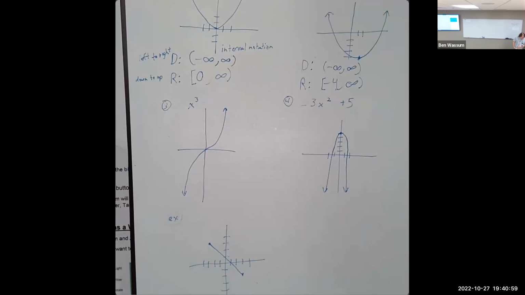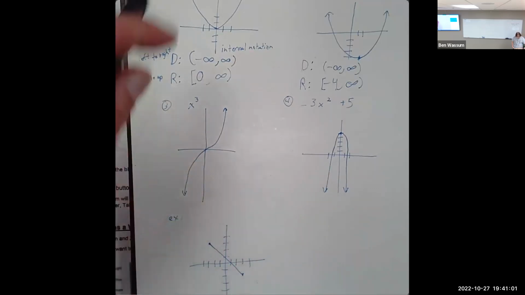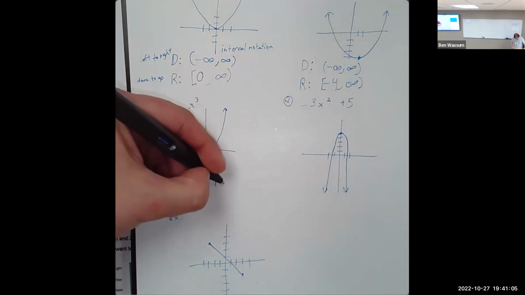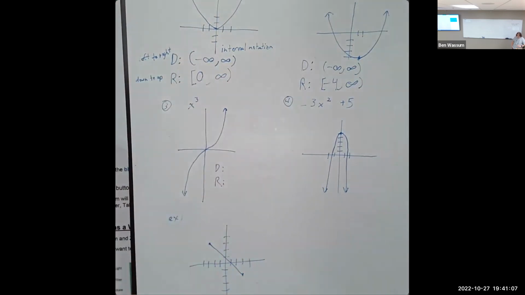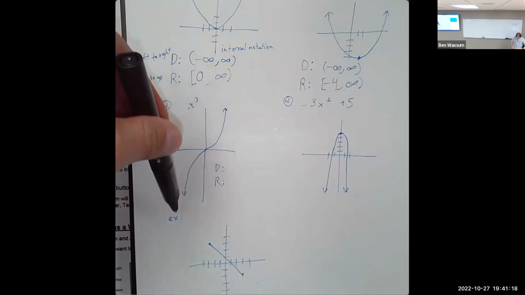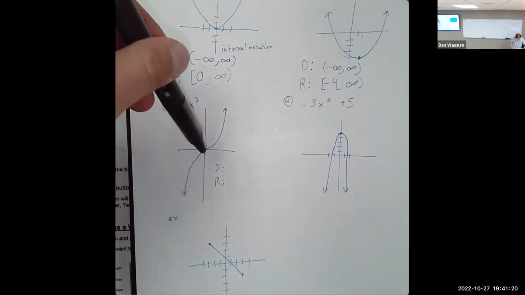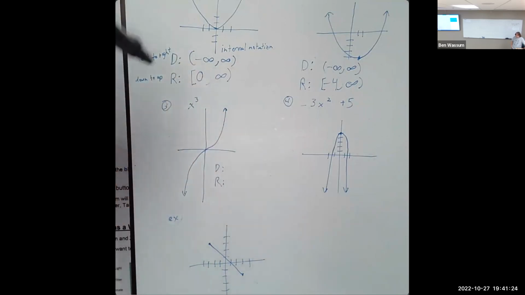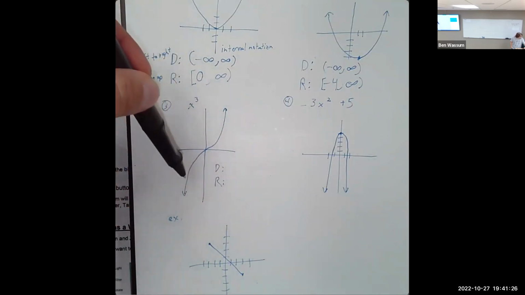So for number 3, we have an x cubed. Now, don't stress the shape. Stress what we need. We need to be able to identify the domain and the range. That's what we care about. How far left does this go? Well, it keeps going down, right? But does it keep going to the left? Does it curve around? What happens below this part of the graph?